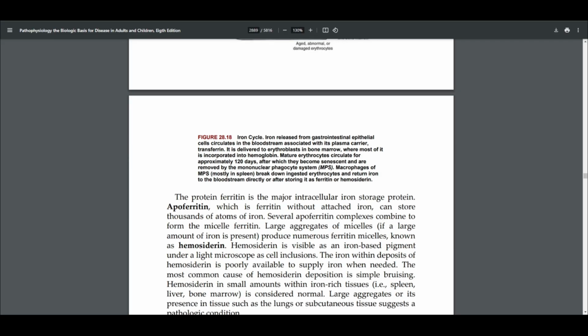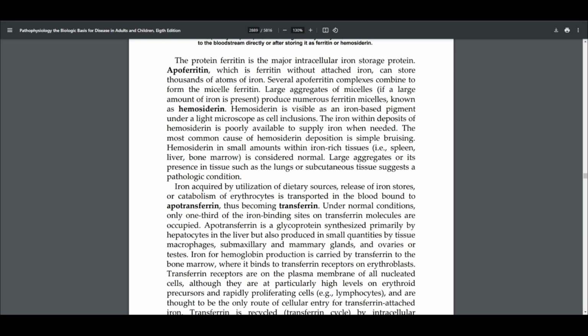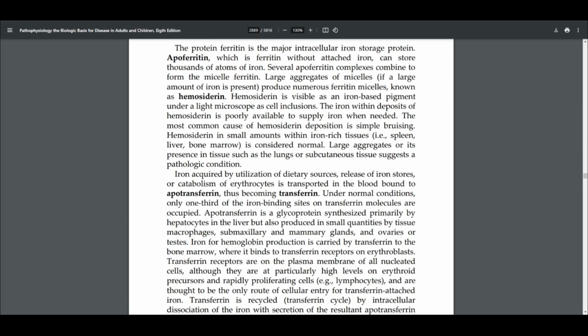The protein ferritin is the major intracellular iron storage protein. Apoferritin, which is ferritin without attached iron, can store thousands of atoms of iron. Several apoferritin complexes combine to form the micelle ferritin. Large aggregates of micelles produce numerous ferritin micelles, known as hemosiderin. Hemosiderin is visible as an iron-based pigment under the light microscope as cell inclusions. The iron within deposits of hemosiderin is poorly available to supply iron as needed. The most common cause of hemosiderin deposition is simple bruising. Hemosiderin in small amounts within iron-rich tissue is considered normal. Large aggregates, or its presence in tissue such as the lungs or subcutaneous tissue, suggests a pathologic condition.